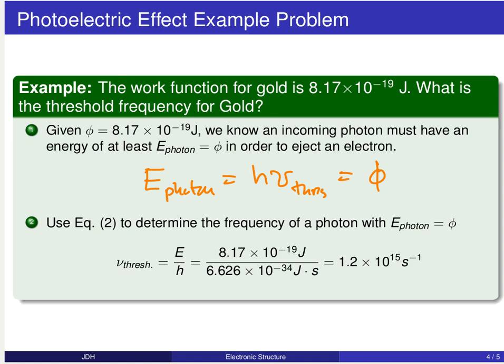And basically all we need to do is divide both sides by Planck's constant, and we will arrive at an expression where our threshold frequency is equal to the energy of the incoming photon divided by Planck's constant. Carry out this division, and we're going to be left with a value on the order of 1.2 times 10 to the 15th inverse seconds.